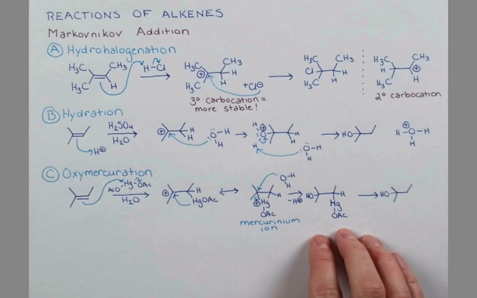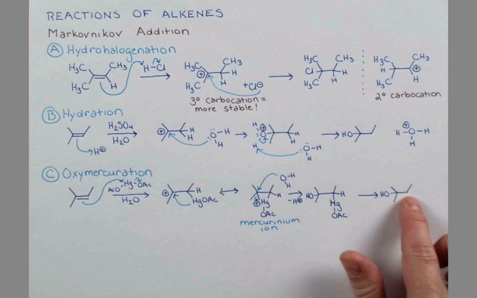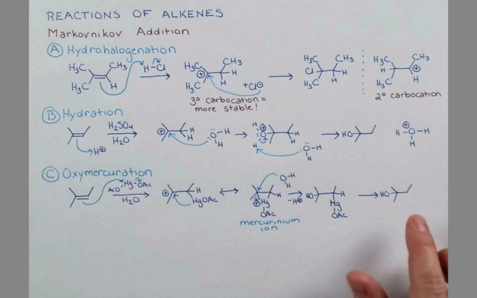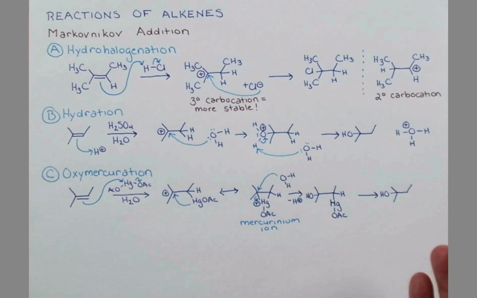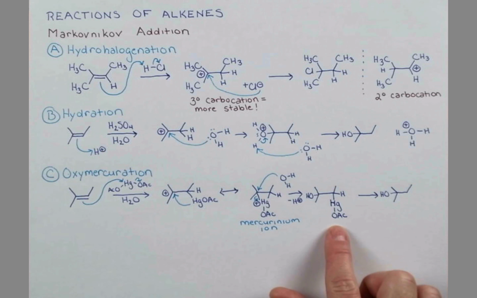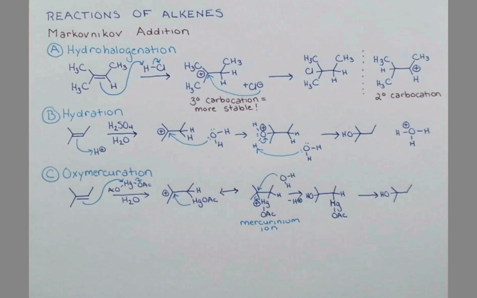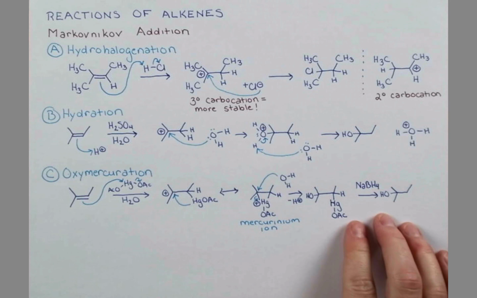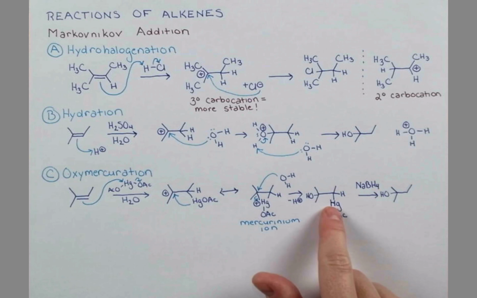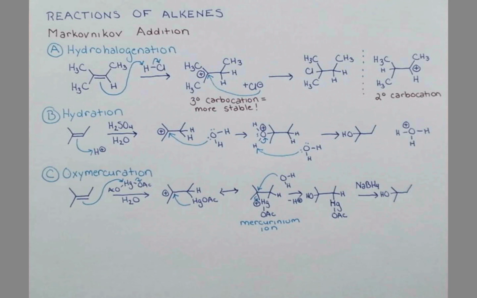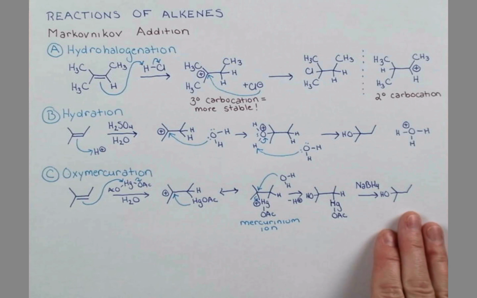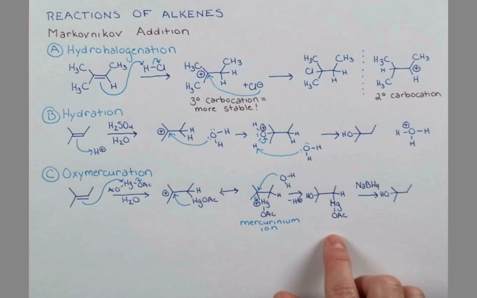And now we still have mercury stuck on our molecule, but we're going to get a hydrogen atom here. This is a new reaction. We can treat this with sodium borohydride, NaBH4, in a second stage of our reaction, and the hydrogen on here is going to replace the mercury. And we get our alcohol resulting from Markovnikov addition overall.